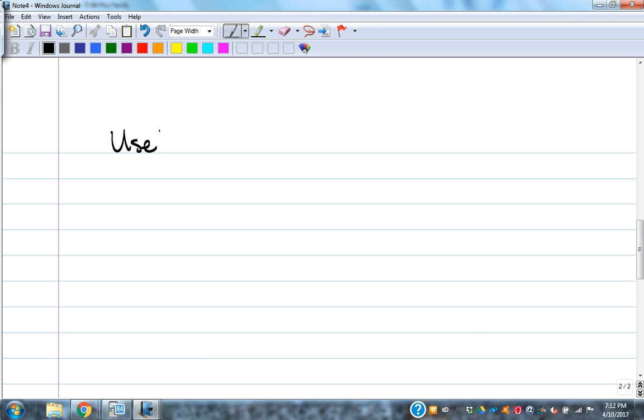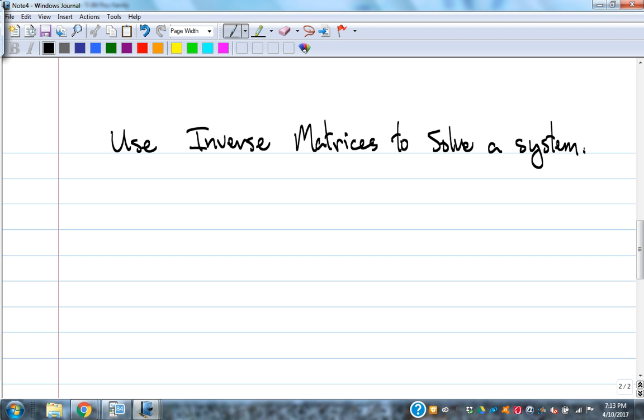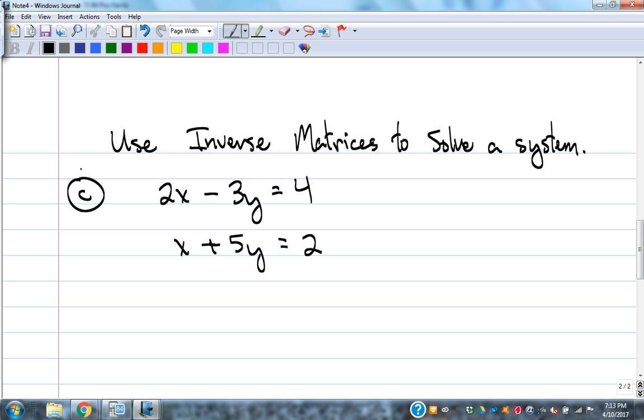So use inverse matrices to solve a system. So maybe we have this system, 2x minus 3y equals 4, x plus 5y equals 2. All right, letter we're on, C. Now, we know our RREF works to solve this system. That's how we would normally do this.